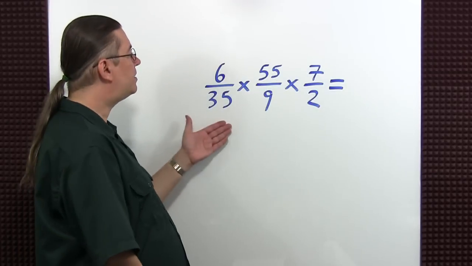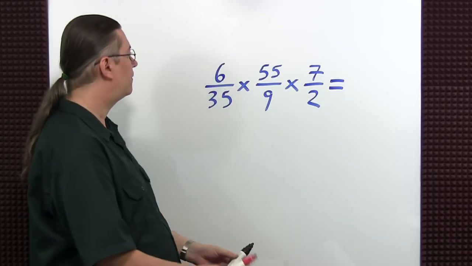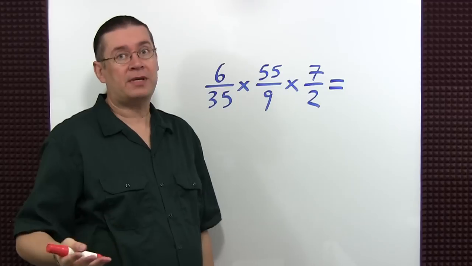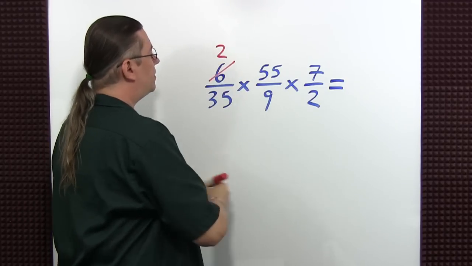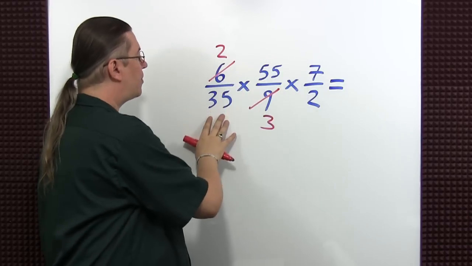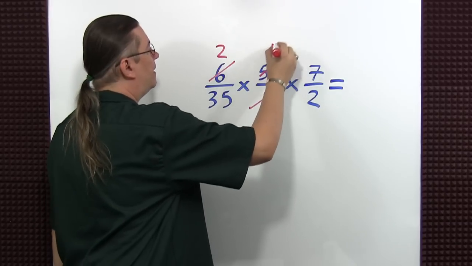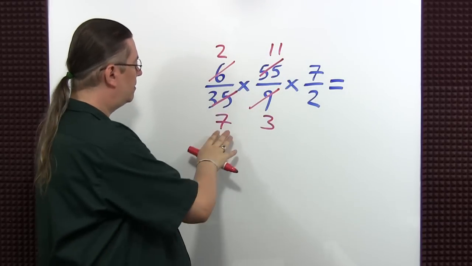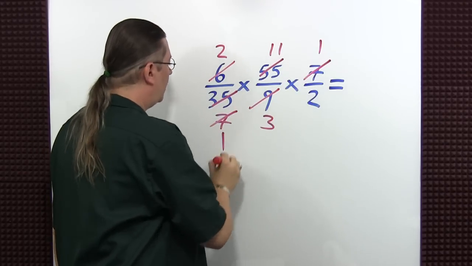The best way to multiply these three fractions together is once again cross-cancel first. 6 and 9 both have a common factor of 3, so I can divide that out. 6 divided by 3 is 2. 9 divided by 3 is 3. 55 and 35 have 5 in common. When you divide them out, you get 11 and 7. Oh, look, 7, 7. They divide out, you get 1 left over.